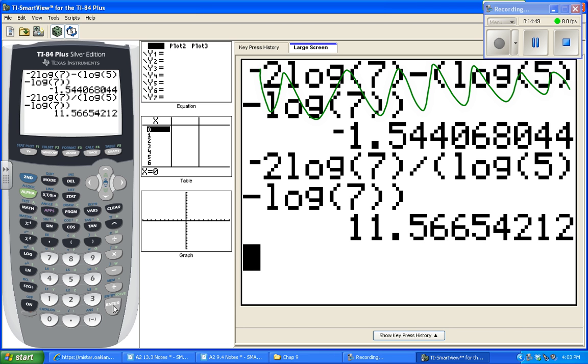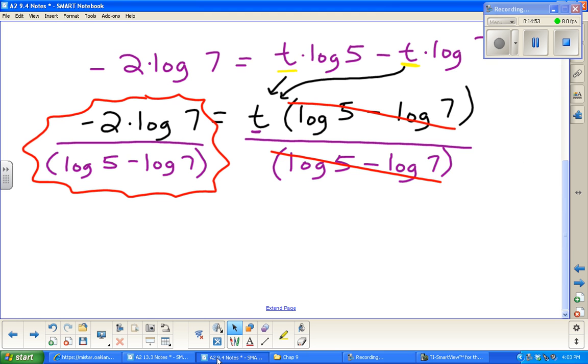Sorry for all the mess there, but 11.55 is our answer. It was negative 2 log 7 divided by the quantity log 5 minus log 7, and again, we got 11.55. That was just there to show you that you've got to be careful with the calculator. I was just doing that on purpose. All right, anyways, one last little thing in this section. But no, seriously, be careful. It is easy to make mistakes, as you can see with the calculator.